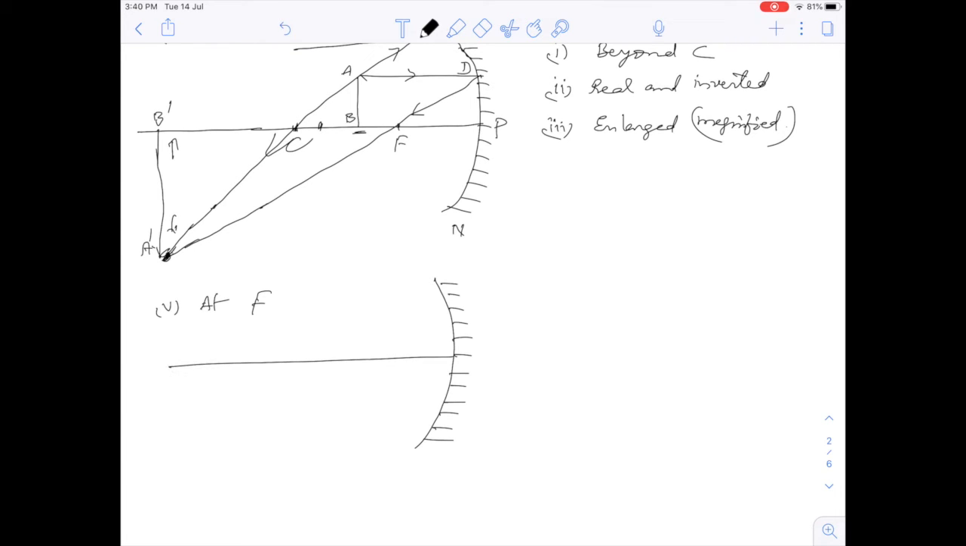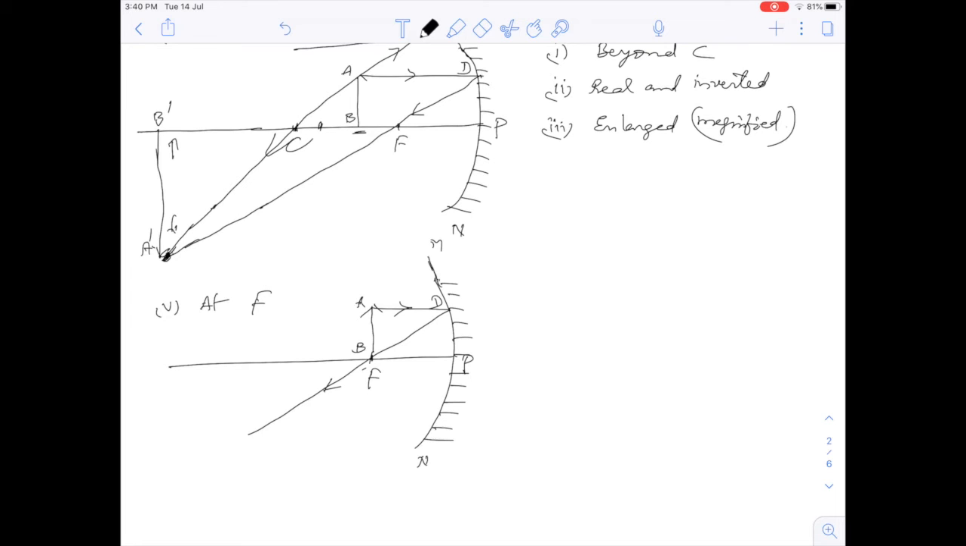So now I have P here and I have F. So this is F. The object is at F itself. So AB is the object, and this is the light which is incident and which gets reflected. So this is all the same as we have discussed in all these cases. So AD, which is incident, from D it gets reflected and passes through the focus.